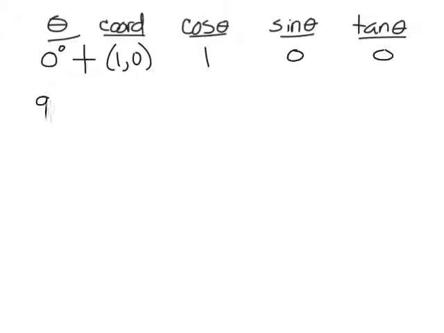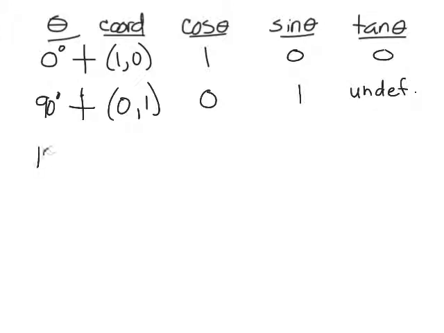The next one, 90 degrees. It's completely on the positive y-axis, so its coordinate is 0, 1. The cosine is the x, the sine is the y. Tangent is y over x, so that's 1 over 0, so the tangent of 90 degrees is actually undefined. We can't graph that value. At 180, we're on the negative x-axis, so my coordinate would be negative 1, 0. That means cosine is negative 1. Sine is 0. Tangent is 0.